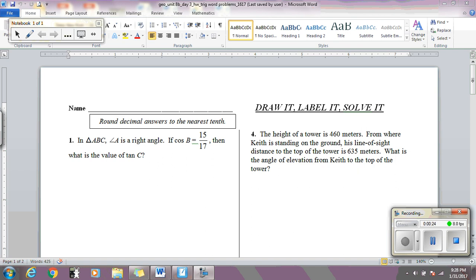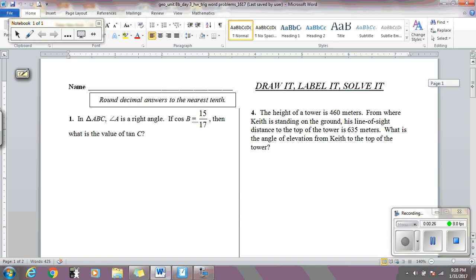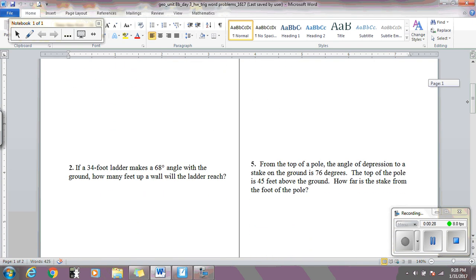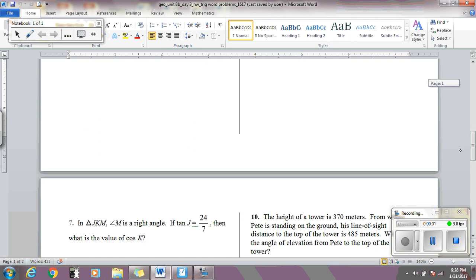I'm going to start on the back side of this page because if you can complete the back, then you can also complete the front. The questions are very similar.